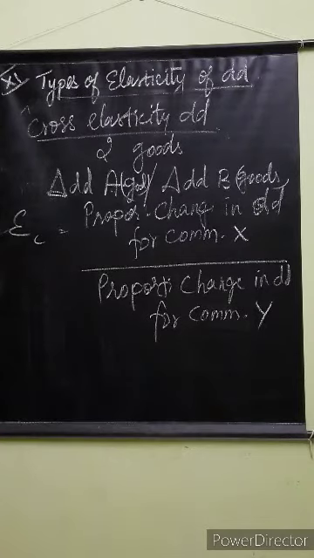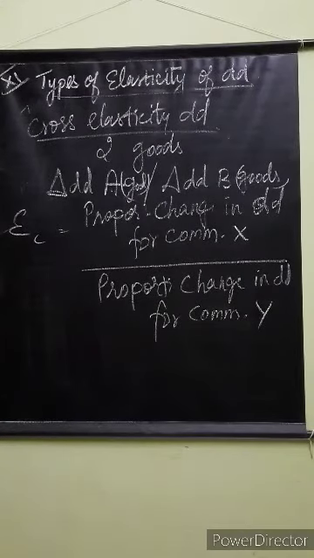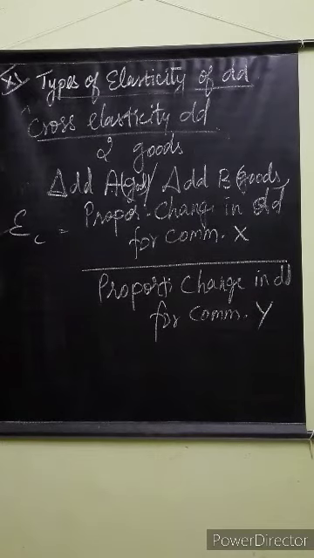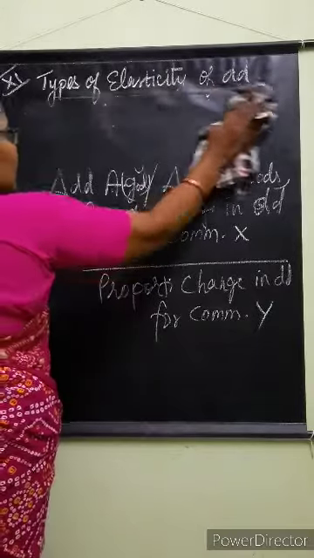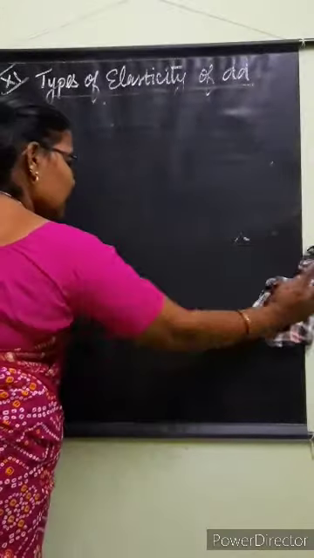Even coffee and tea. The demand for coffee powder brings changes in the demand for tea powder also. If the rate of coffee powder rises, automatically the demand for tea powder also rises, isn't it? They complement each other. Coffee and tea, those are supplementary goods, substitute goods, isn't it? So this is cross elasticity of demand.